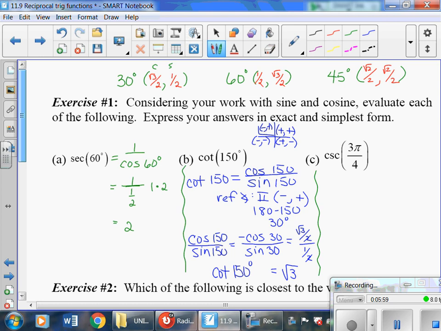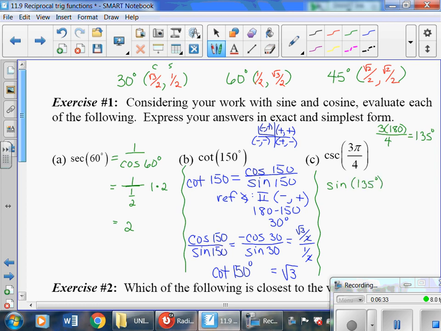So cosecant of 3 pi over 4. Now, if you're not good working in radians, then convert. That's what one of the last lessons was. So if I convert, I know that pi is equal to 180. So 3 times 180 divided by 4 is equal to 135 degrees. So I'm asking for the cosecant of 3 pi over 4, which is equal to the reciprocal of the sine of 3 pi over 4, or the sine of 135 degrees.